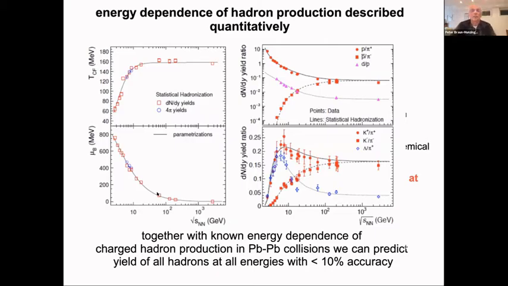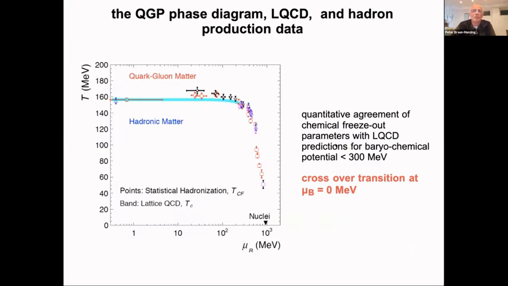And we can not only understand that, but all the particle ratios. I will not go into any further detail here. And we can even compare this to the most recent high precision prediction from lattice QCD, this purple line here.